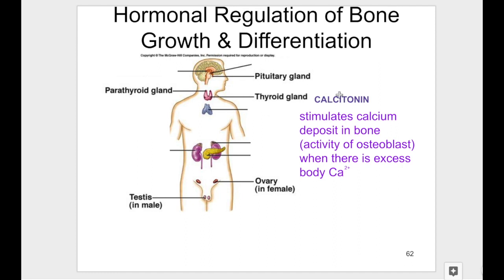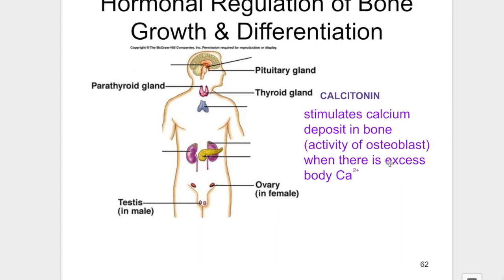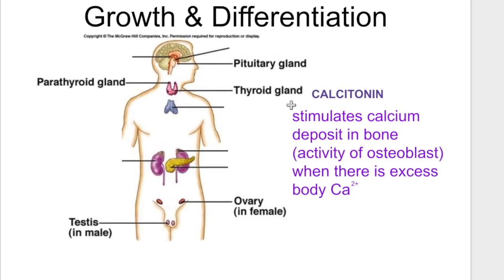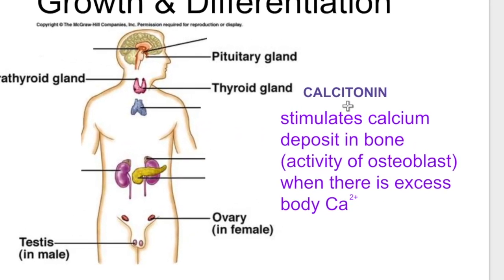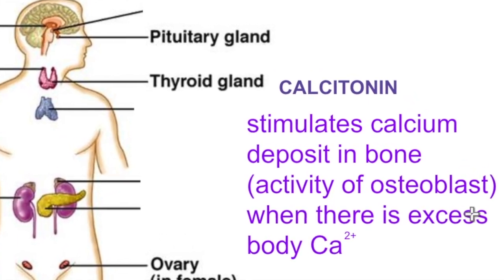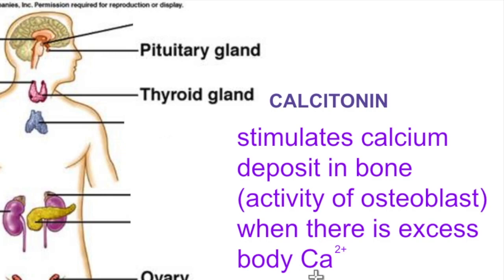And this is going to be due to the amount of calcium levels within our blood. Whenever we have quite a bit of calcium, an excess amount of calcium, our thyroid gland will secrete another hormone called calcitonin, and that will stimulate the activity of our osteoblasts to deposit all of that calcium.